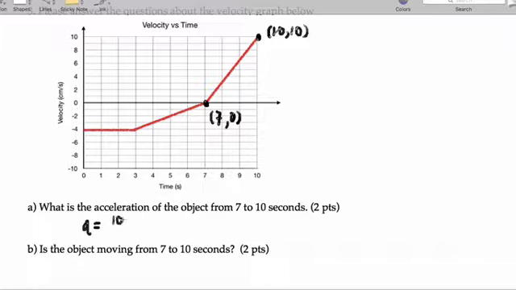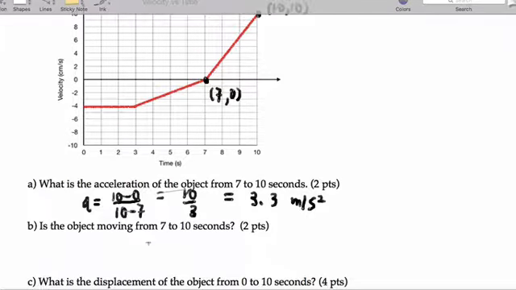So that's going to be 10 minus 0 over 10 minus 7. That's 10 seconds minus 7 seconds. So we get 10 over 3. And so that's going to give me 3.3 meters per second squared.